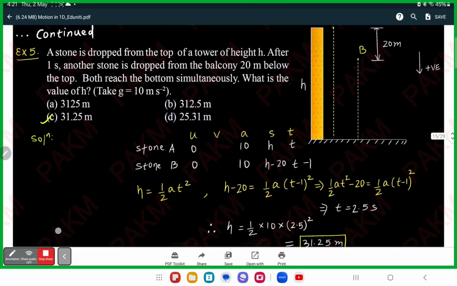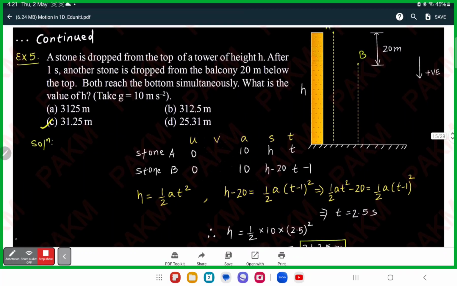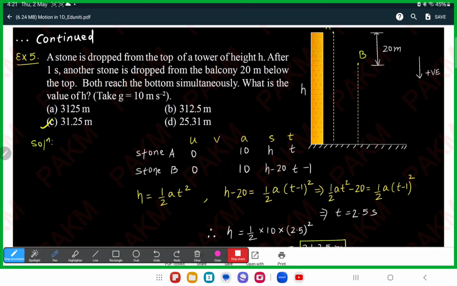Now here it is. This is the total height from which the stone will be dropped, and the next stone will be dropped from the balcony, that is 20 meters below. This is 20 meters below. And let's take stone A. Initial velocity is 0. Final velocity we don't know. Acceleration given 10. Height is h, and time taken t.